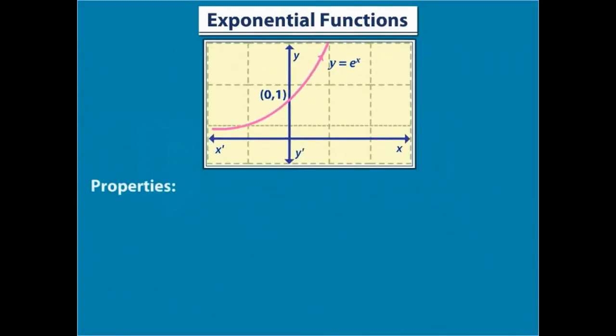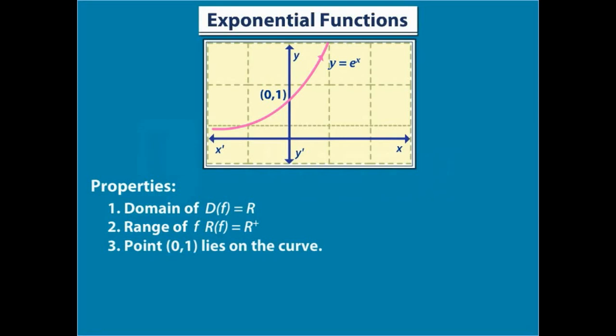Let us now look at the properties of exponential functions. The first property is that the domain of f is R. The second property is that the range of f is R plus. The third property is that the point (0, 1) lies on the curve. The fourth property discusses the behavior of f of x.